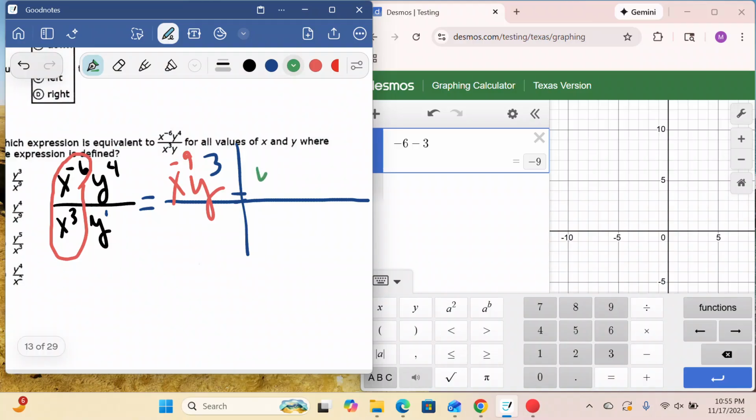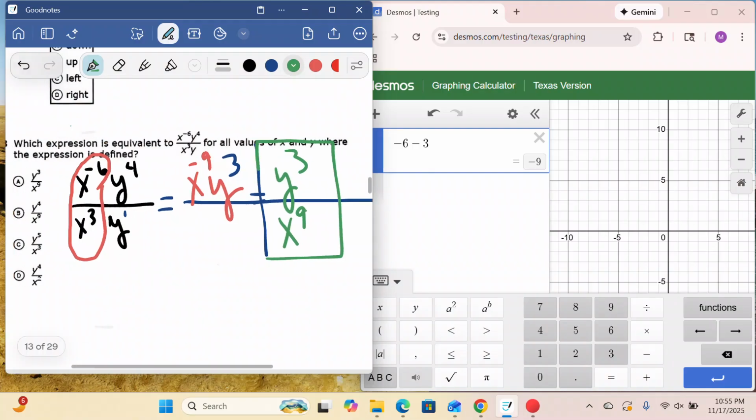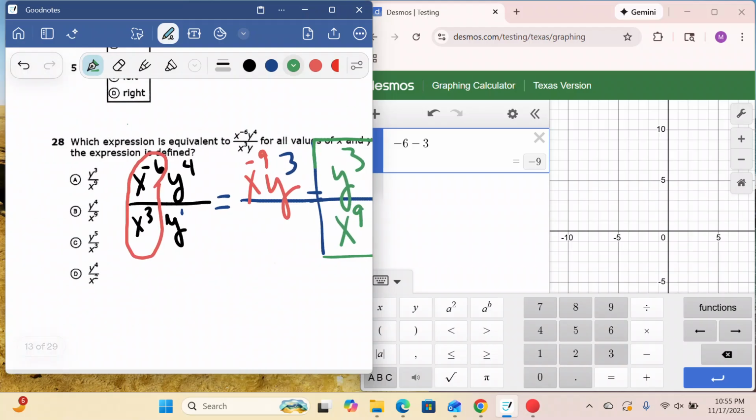So the y to the third, we leave it on top. And on this one, I just put it on the bottom. And it's x to the 9th. And that is my answer. So anytime you have a negative in the bottom, you just throw it to the top. If you have the negative on the top, you just throw it in the bottom. Why? Because you're just multiplying by the reciprocal. And the answer choice is letter A. Wrong, wrong, and wrong.